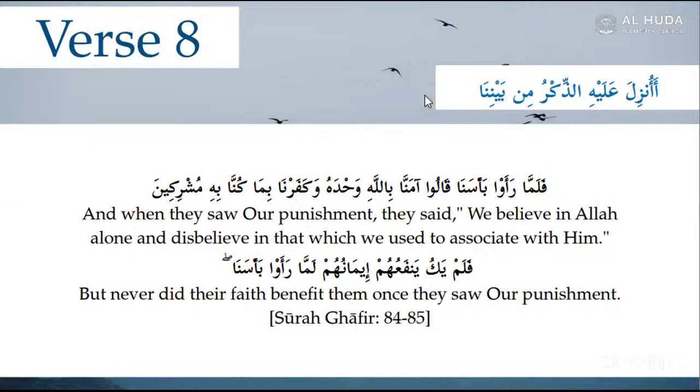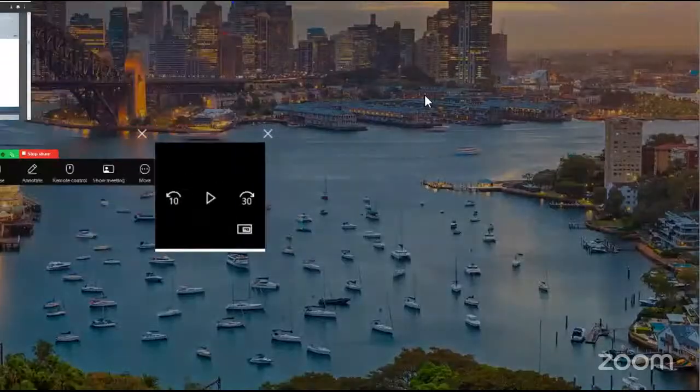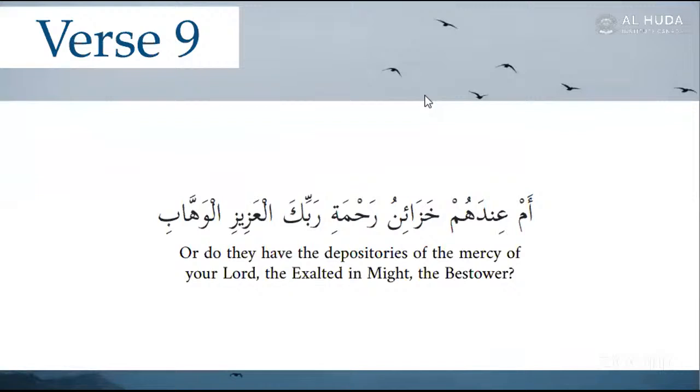أَمْ عِنْدَهُمْ خَزَائِنُ رَحْمَةِ رَبِّكَ. Or do they have the depositories of the mercy of your Lord? Are they objecting on this basis? And خَزَائِنُ رَحْمَةِ رَبِّكَ, the depositories or the treasuries of the mercy of your Lord, meaning such as nubuwwah, prophethood, or rizq, sustenance. أَمْ عِنْدَهُمْ خَزَائِنُ رَحْمَةِ رَبِّكَ الْعَزِيزِ الْوَهَّابِ. Or do they have the depositories of the mercy of your Lord, the exalted in might, the powerful, the ghalib, the one who does what He wants?